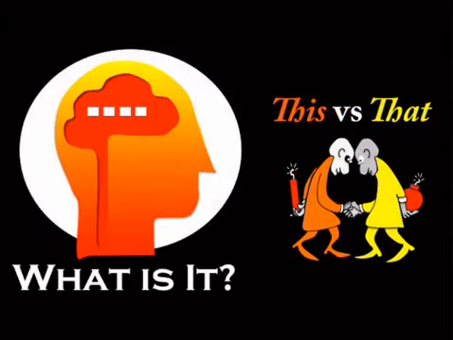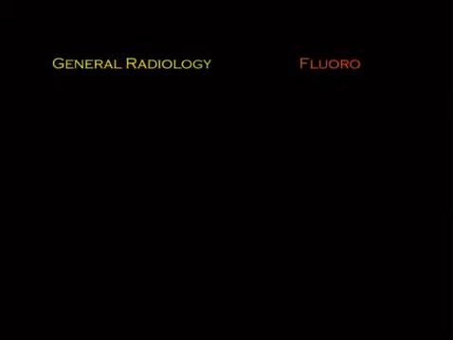So I want to start out by talking about the differences between what's done with fluoro and what's done with general radiology. Fluoro is different, whereas general radiograph or diagnostic radiograph is a static image. Fluoroscopic imaging is done to view dynamic processes like swallowing or watching blood flow. So what are the actual differences?